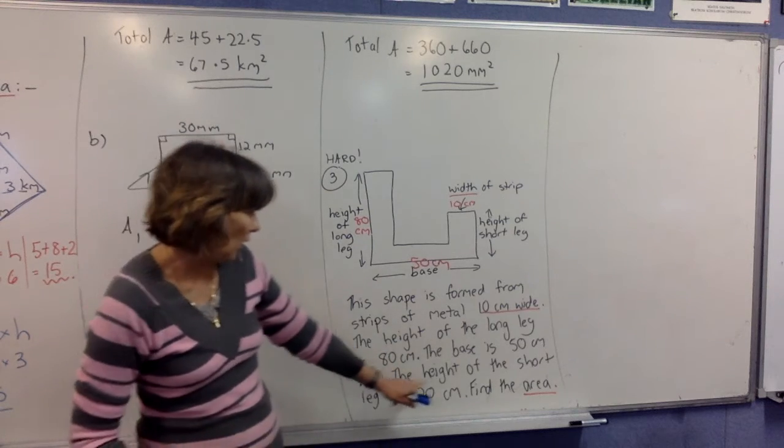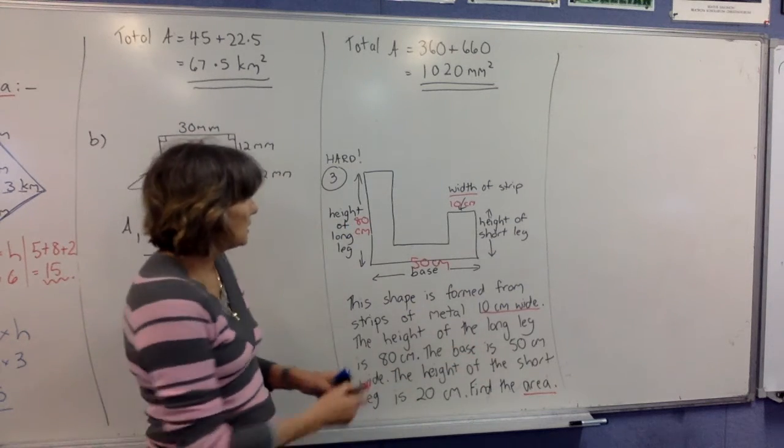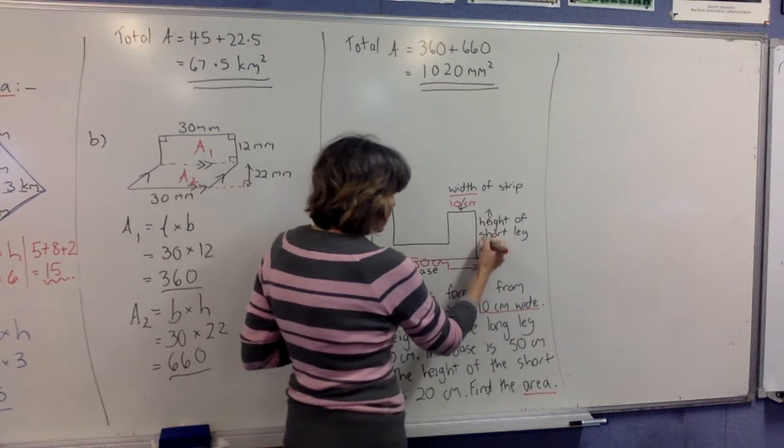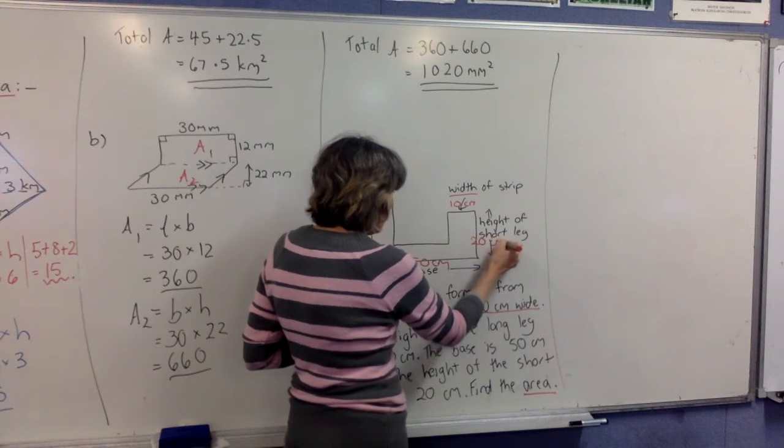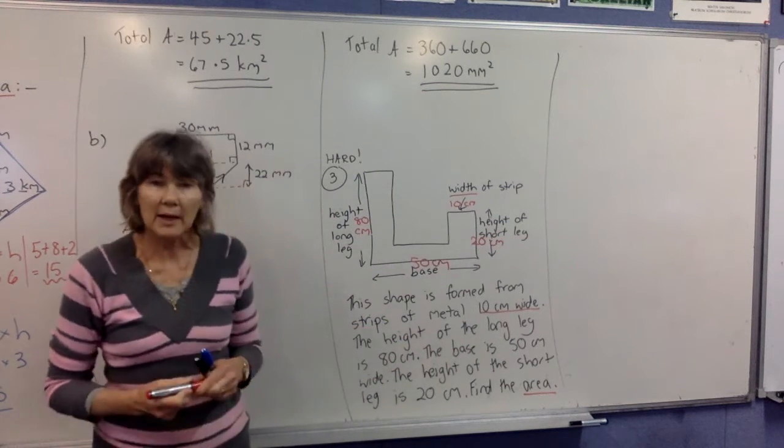And then it says the height of the short leg is 20 centimetres. So this is the height of the short leg, so this is 20 centimetres. Then it says find the area.